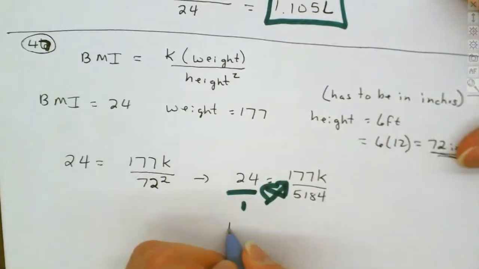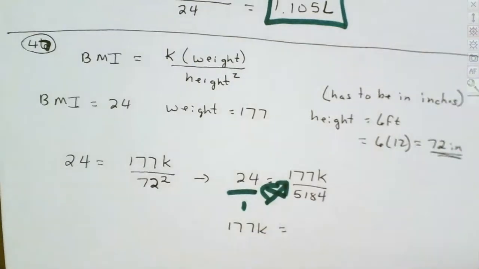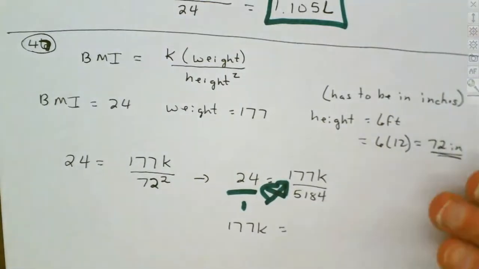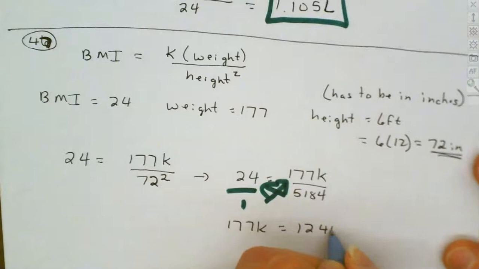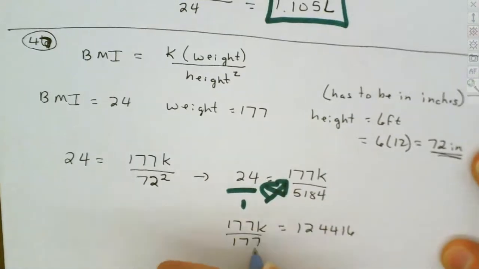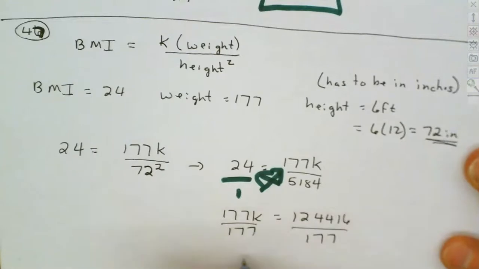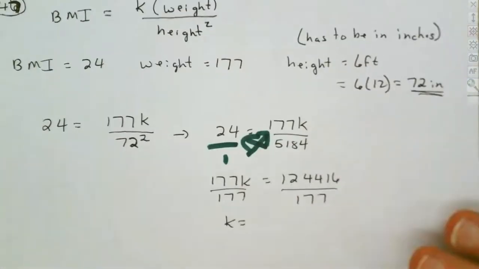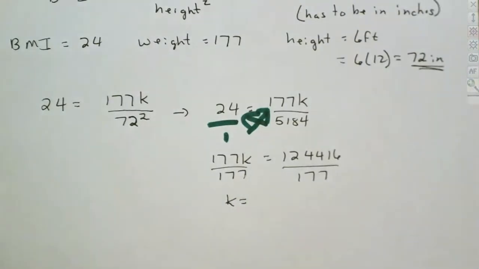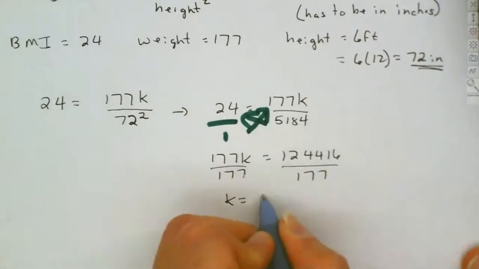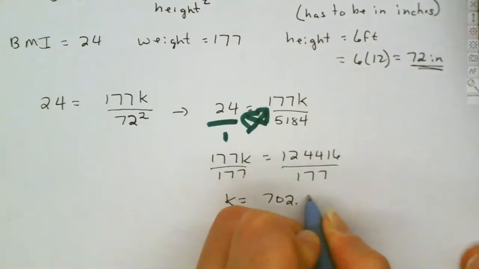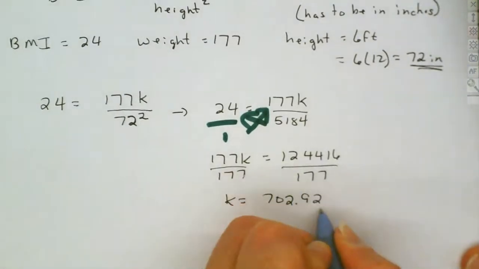We get now 177K equals 1244.16. We'll divide by our 177, and we've got our value of K. And again, K might be different for a different gender. Men have a different K than women. So 1244.16 divided by 177, we'll take it out 2 places, should be enough. 702 point, looks like 92 if you round, right? Close enough.